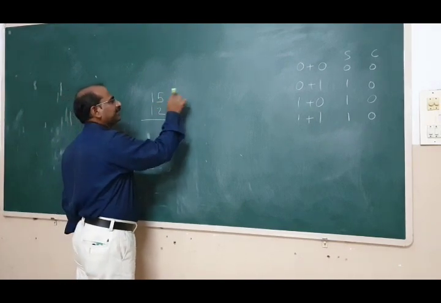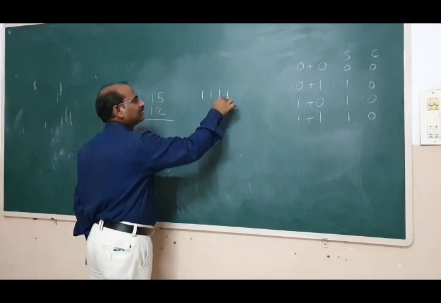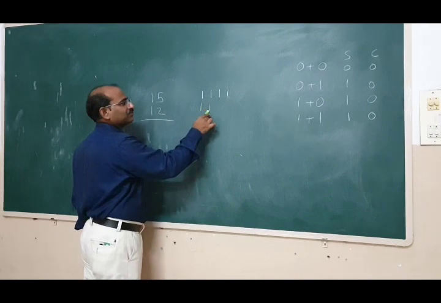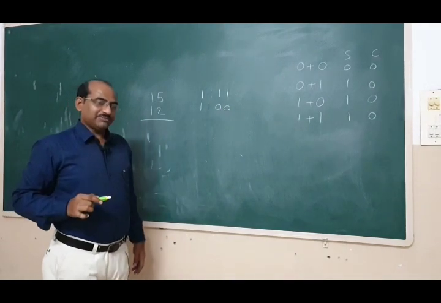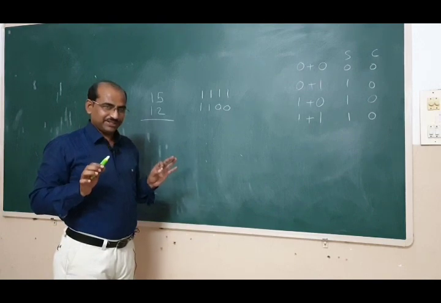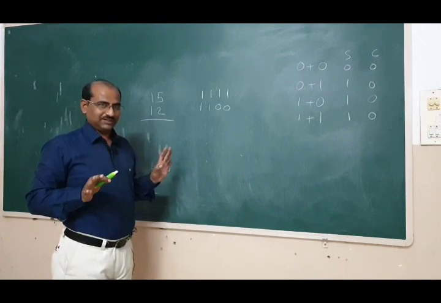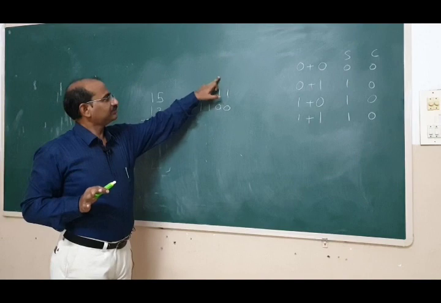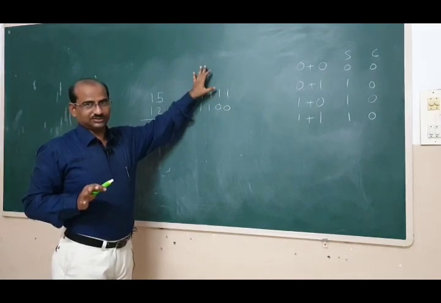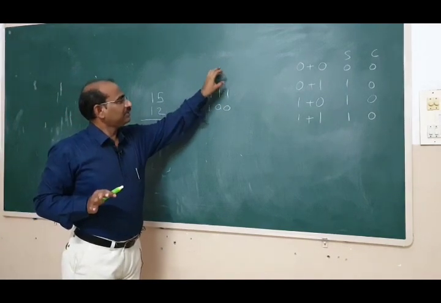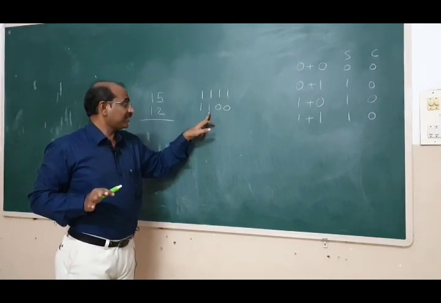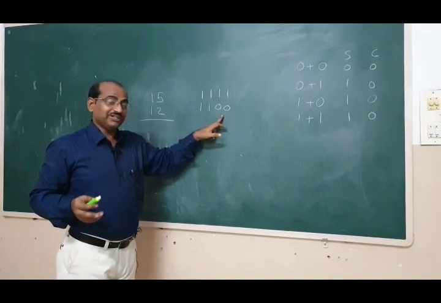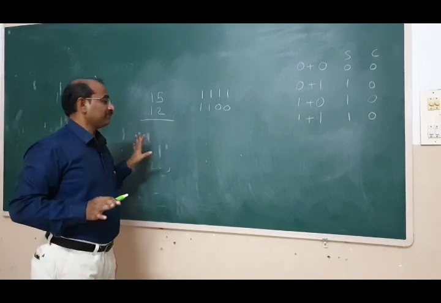You know the binary equivalent of 15 is 1 1 1 1. 12 is 8 plus 4. Repeatedly I am saying, first the binary code up to 15 you should learn, right? It is very easy. 1, 2, 4, 8, and you have to add the weights. If you write 1, and you have to leave it if it is 0, as simple as that, right?